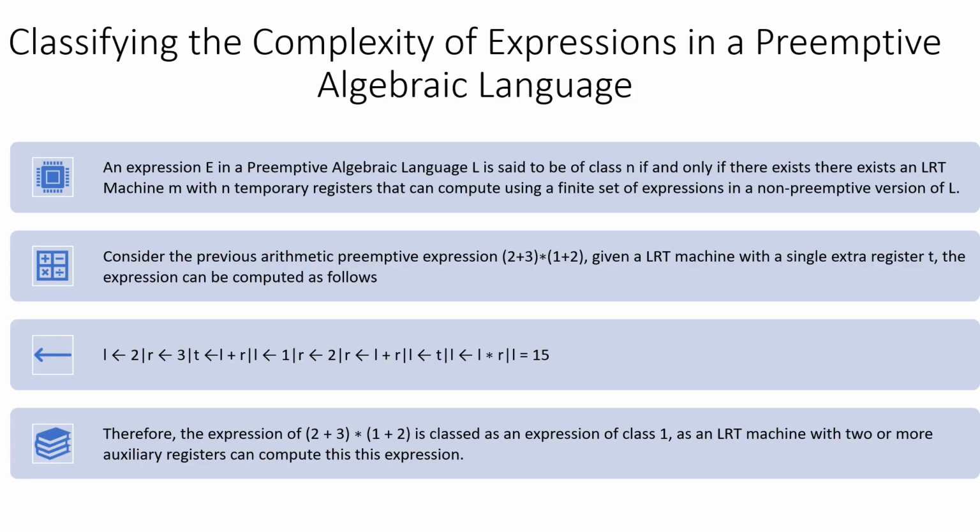To further explain the concept of classifying expressions, an expression E in a preemptive language is said to be of class n if and only if there exists an LRT machine M with n temporary registers that computes this expression E using a finite set of expressions in a non-preemptive version of L. Essentially, that's just going back to Theorem 2, saying that if an expression requires a certain amount of memory, there exists an LRT machine that can compute it. I give an example here of a class 1 expression, which requires one temporary variable.